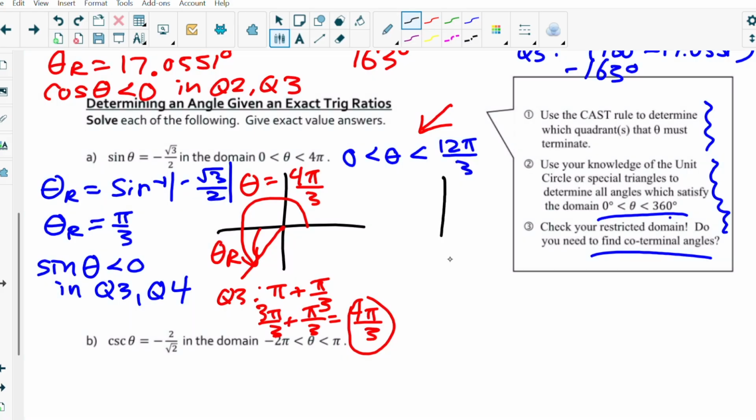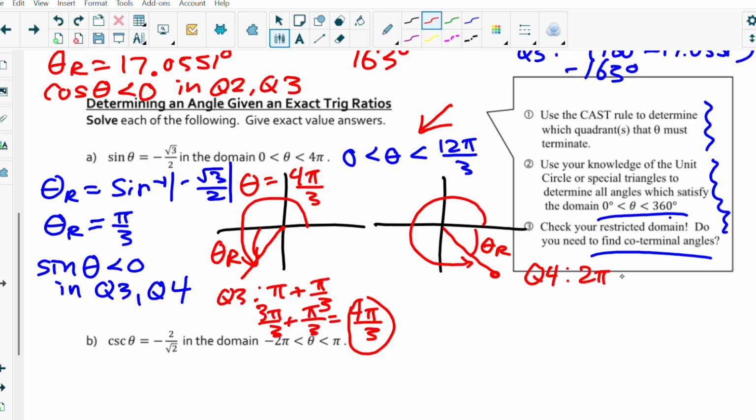Quadrant 4. Pi over 3 in quadrant 4 is here. This is theta r. How do I find this angle in standard position? So for quadrant 4, I'm going to do 2 pi minus pi over 3, which is 6 pi over 3 minus pi over 3, and that's 5 pi over 3, folks. Okay? 4 pi over 3, 5 pi over 3.